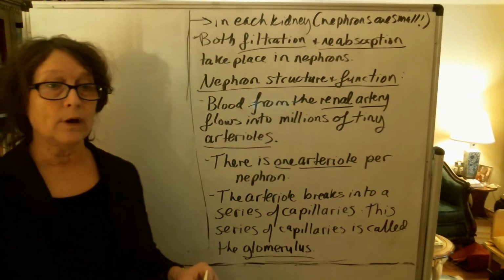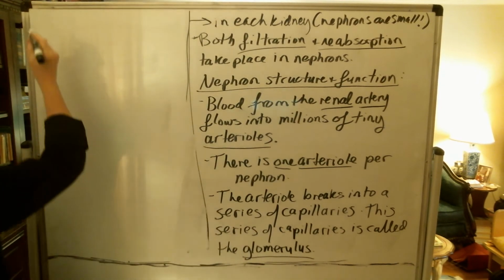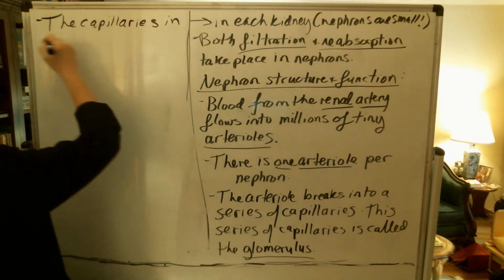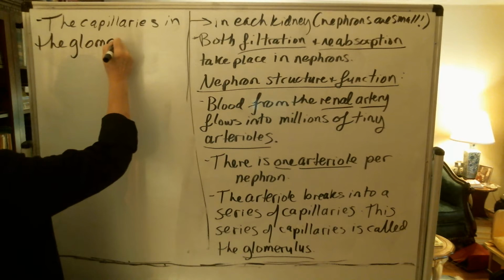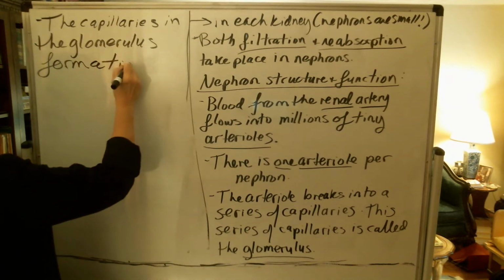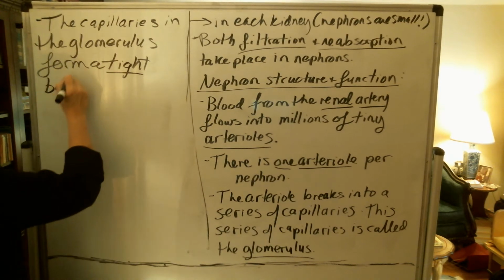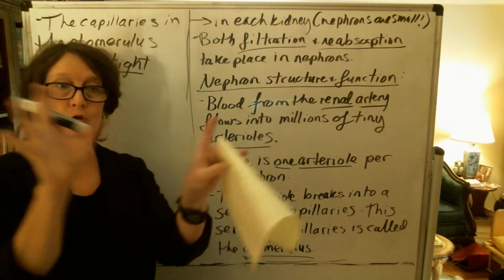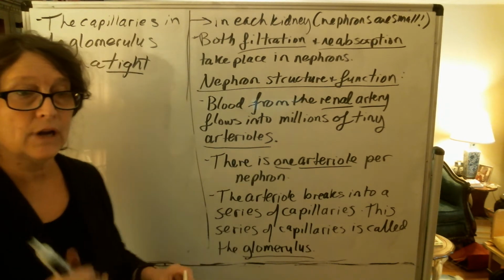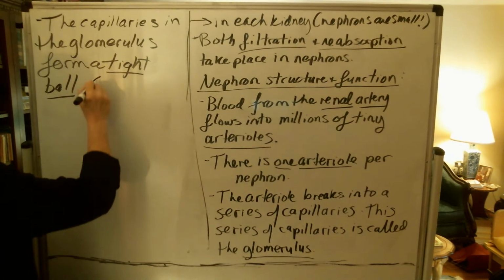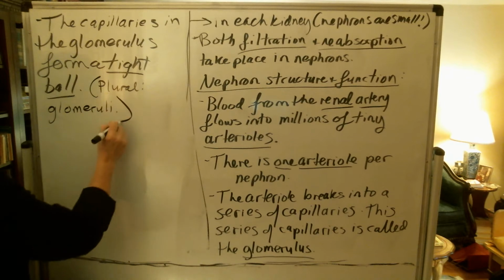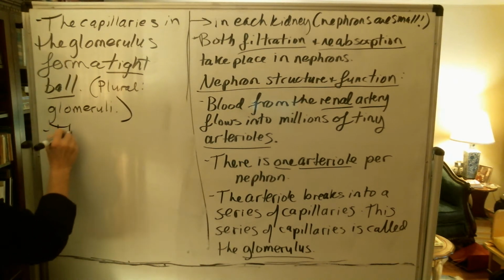But now this is different from what usually happens with capillaries. So the capillaries in the glomerulus then form a tight ball. So they don't spread out the way that capillaries usually fan out through a tissue, but rather they all come together in a little ball like this, known as the glomerulus. And I'm just going to say briefly that the plural of glomerulus is glomeruli, just so you know.